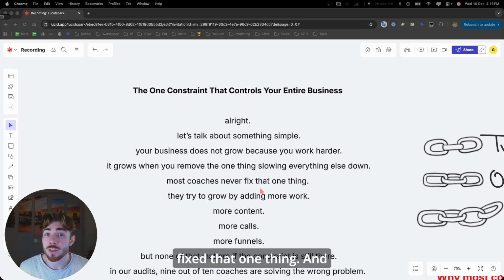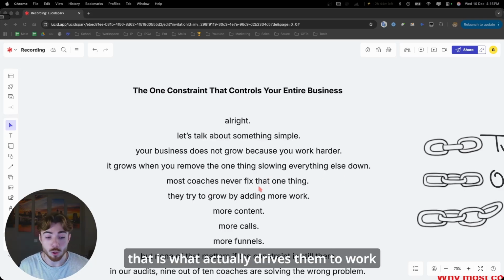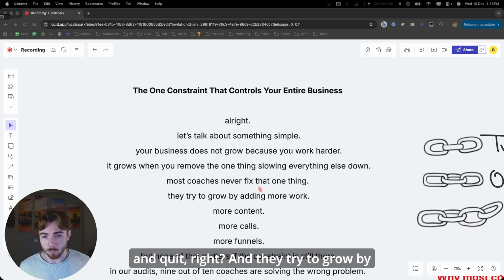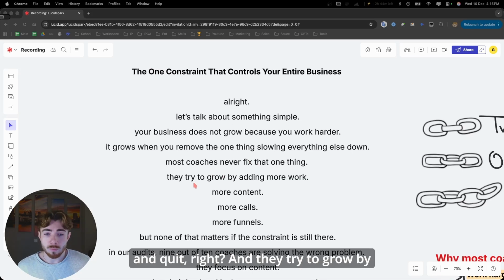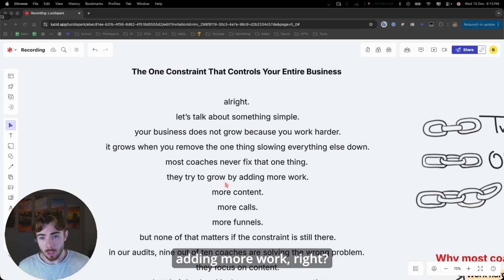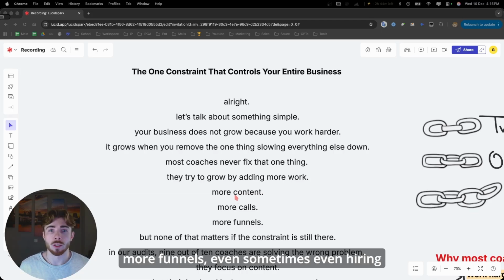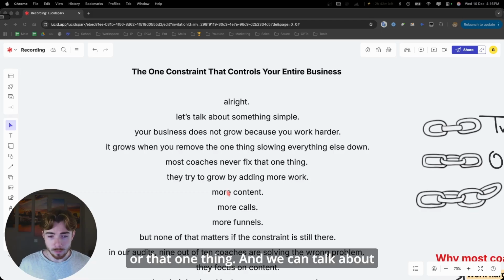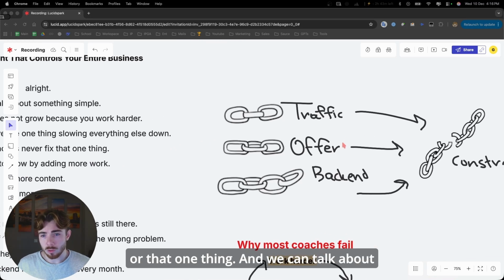Most coaches never actually fix that one thing. And that is what actually drives them to work harder in the first place, to basically burn out eventually and quit, right? And they try to grow by adding more work, right? More content, more calls, more funnels, even sometimes hiring more people, right? Because they have that one constraint or that one thing. And we can talk about the constraints.